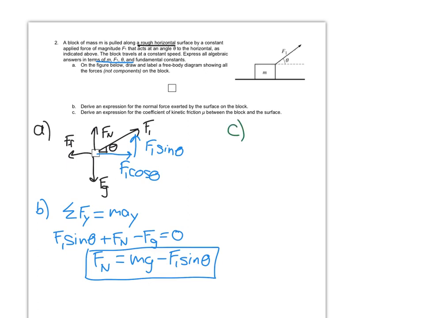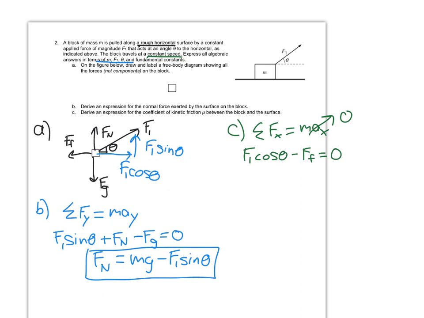For C here, we want to now derive an expression for the coefficient of friction. That's going to be an x thing. I'm dealing with that force of friction, so I'm going to set up my max here. All right, I'm told that since it's moving at a constant speed, I know that that acceleration is 0, and so that equation ends up becoming F1 cosine of theta minus F equals 0.